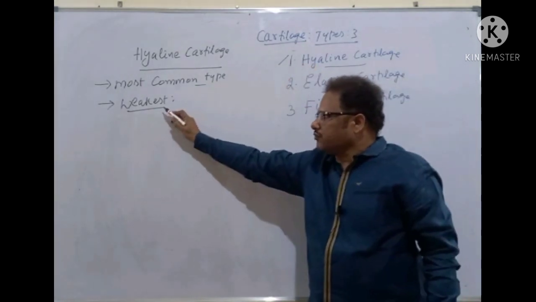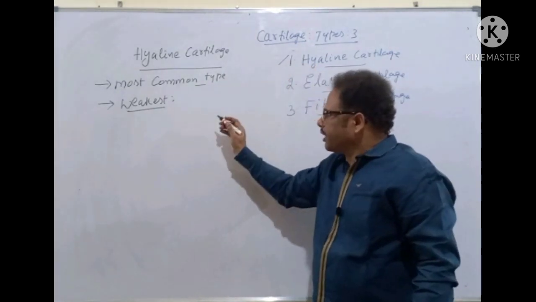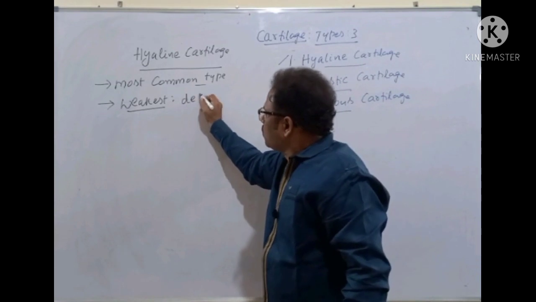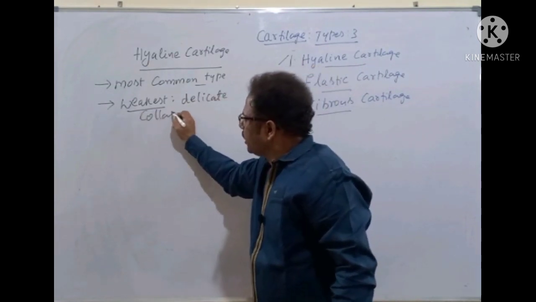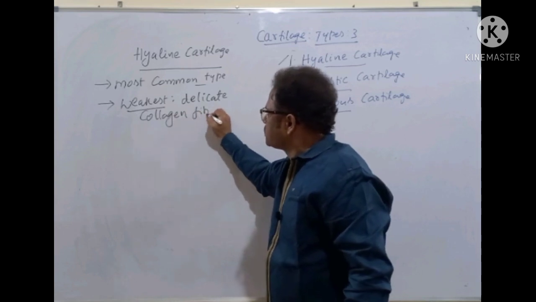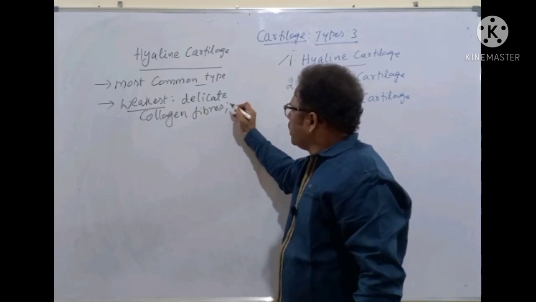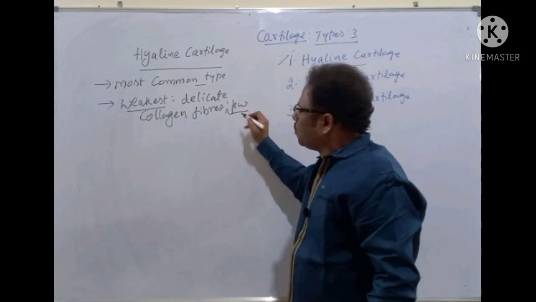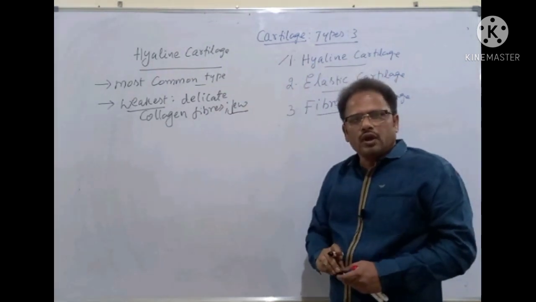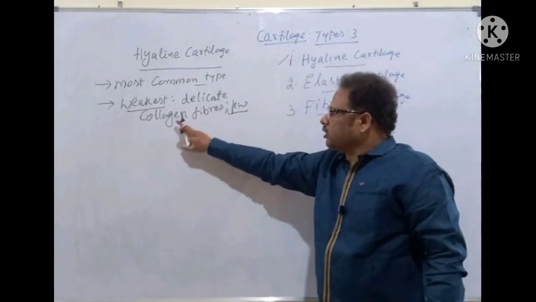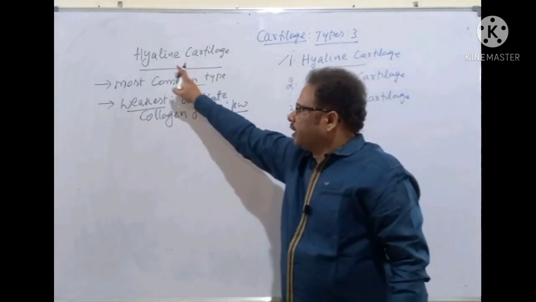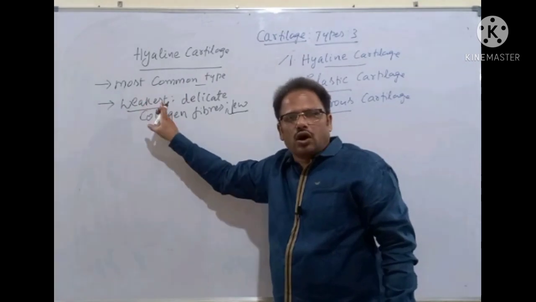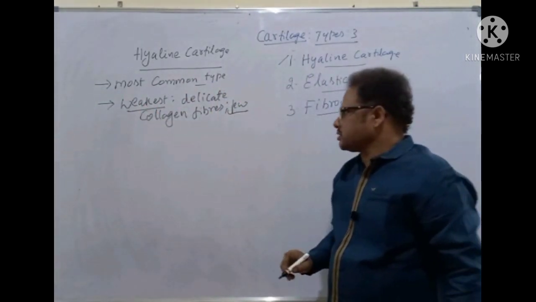Hyaline cartilage is the weakest type. Why? Because it is made of delicate collagen fibers, and very few of them are there. These are very weak collagen fibers. That is why the hyaline cartilage is the weakest of all the three types of cartilages.